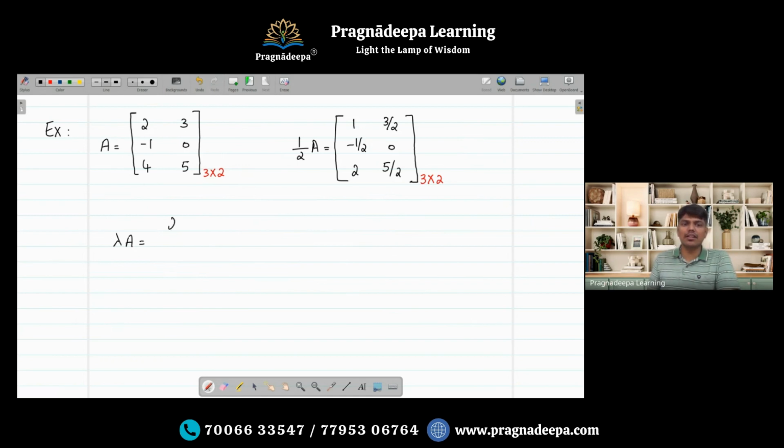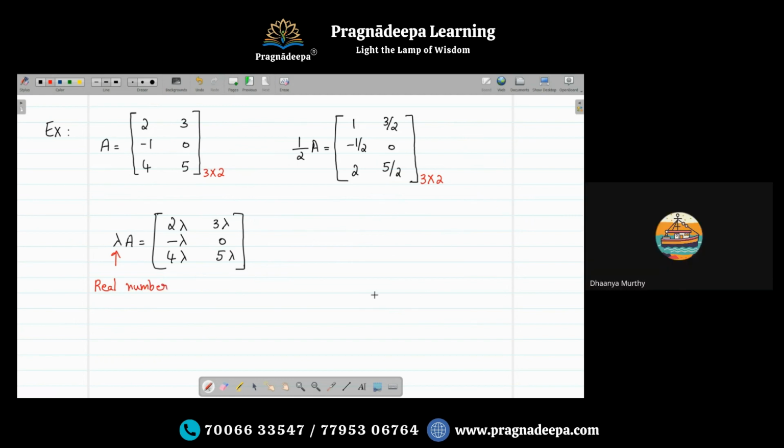What happens with lambda? 2 lambda, 3 lambda, minus lambda, 0, 4 lambda, and 5 lambda. And this lambda is called scalar multiple, where actually this lambda can be any real number. Did you understand this concept? Everyone? Yes, sir. Yes, sir. Yes, sir.